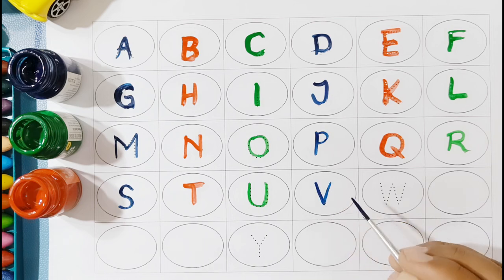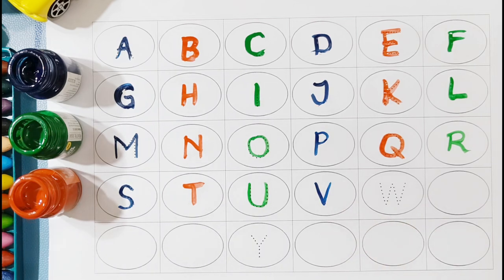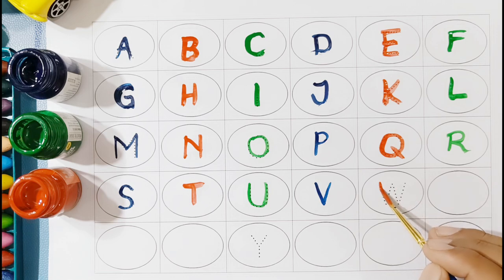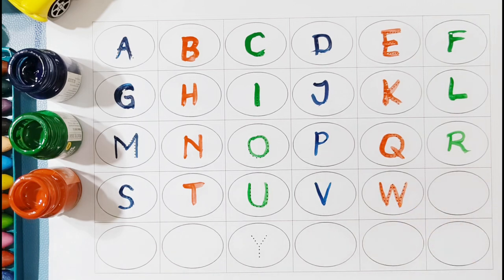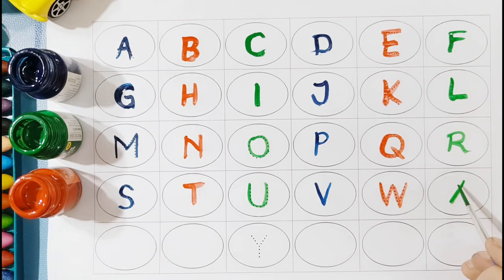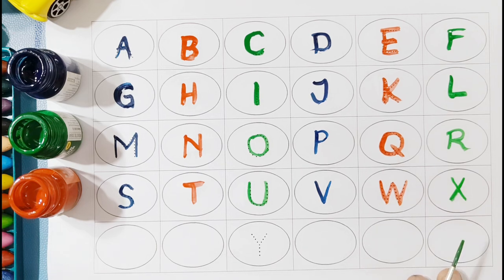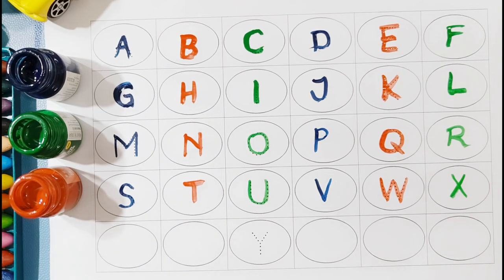V, V for van. W, W for watch. X, X for x-ray. Y, Y for yak. Z, Z for zebra.